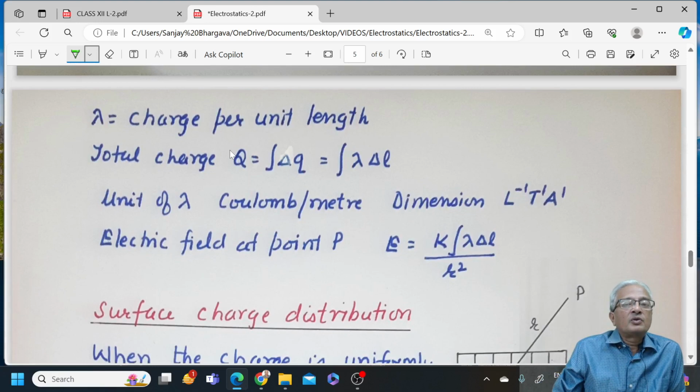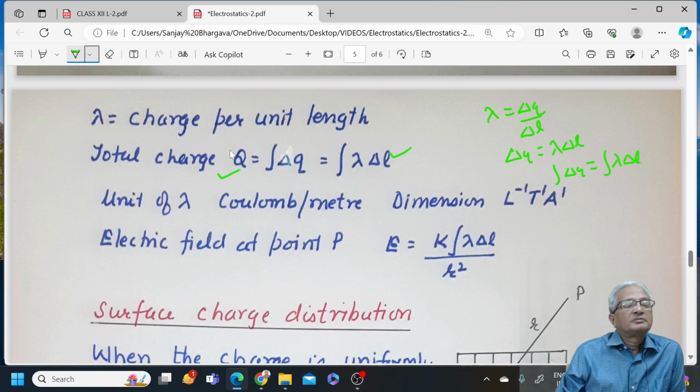Because I said lambda is delta Q by delta L, delta Q can be written as lambda times delta L. If I need the total charge, I must integrate delta Q, and that must be the integration of lambda times delta L. That gives me the total charge. What can be the unit of lambda? The unit of lambda can be coulomb per meter. And what are the dimensions? L power -1, T power 1, ampere power 1.